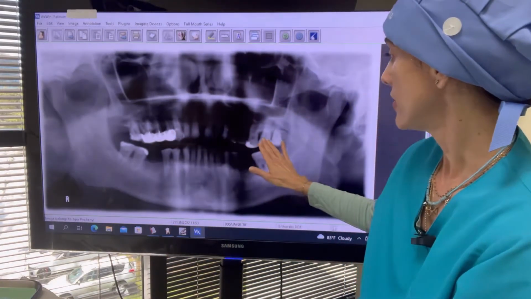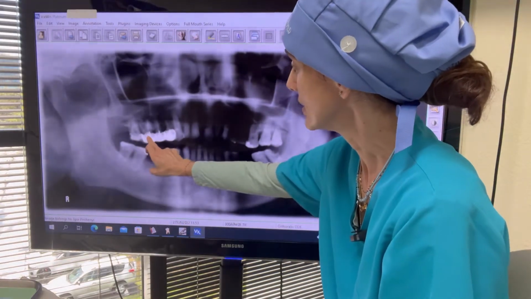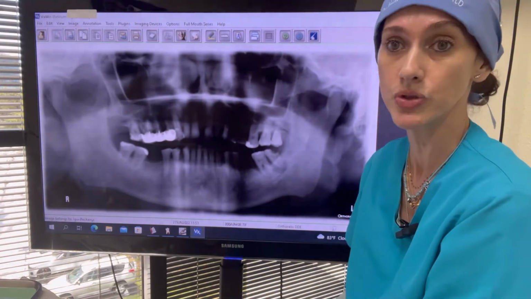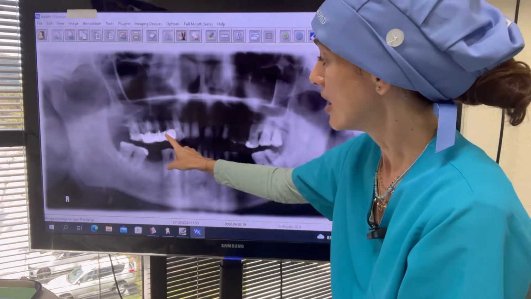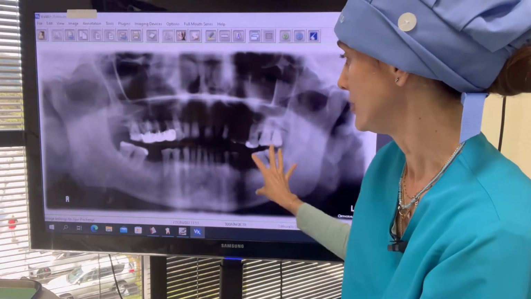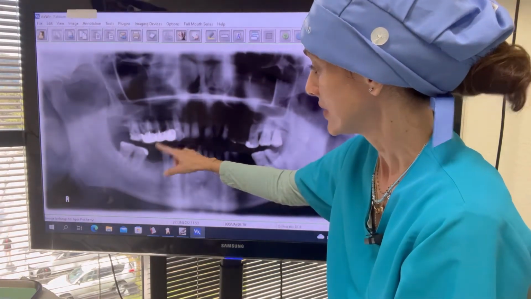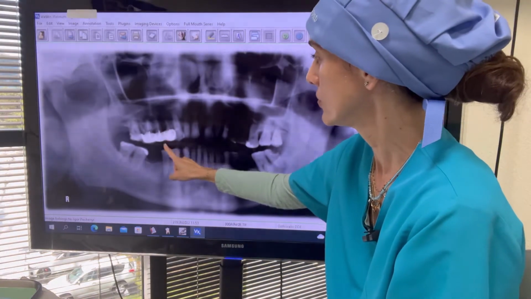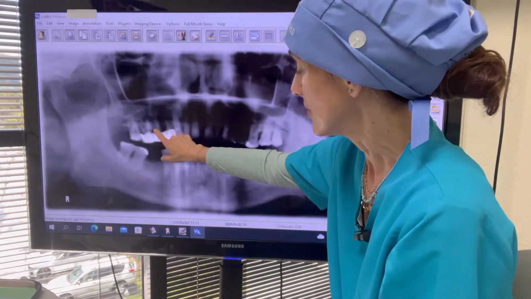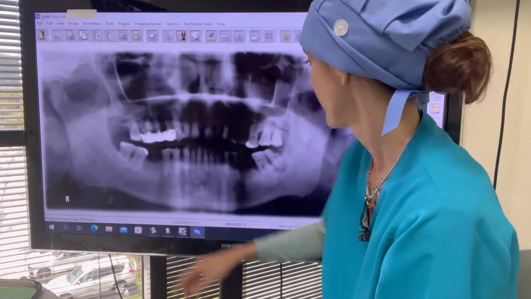On this top area, on the right side, you can see 3 crowns that were joined together. I don't even know why they joined them together because it's very hard to clean in between these teeth. He already has a problem with hygiene. So imagine having these areas joined together. Joined together means you cannot floss through these. Also I see bone loss in between these. And we're going to see in another x-ray the big problem on this tooth here.